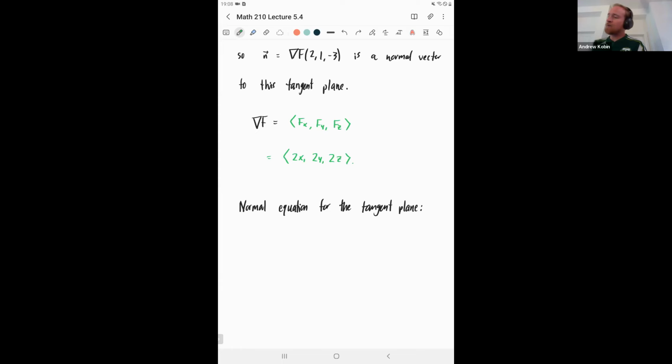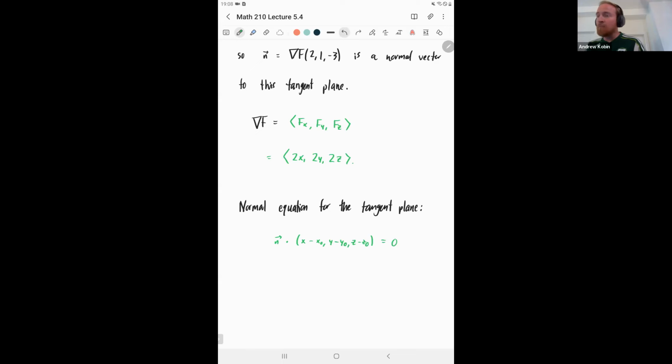So to write down the normal equation for the tangent plane, we need a normal vector, and we're going to use this formula and plug in x, y, and z to find a normal vector. And we need to dot it with x minus x naught, y minus y naught, and z minus z naught. And the normal equation says set this dot product equal to 0. This is any vector lying in the plane, and it's orthogonal to a normal vector.